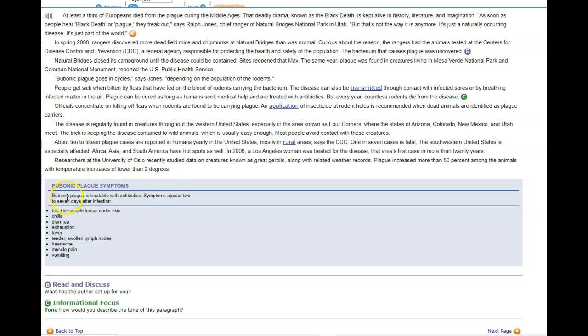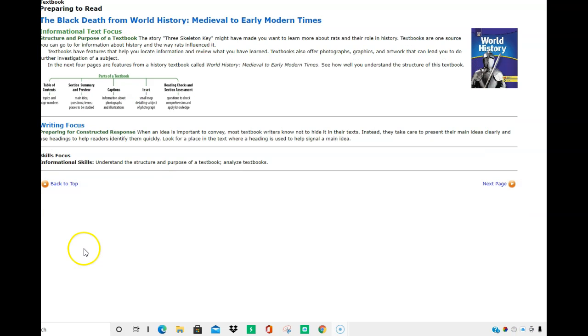Bubonic plague symptoms. Bubonic plague is treatable with antibiotics. Symptoms appear 2 to 7 days after infection: blackish purple lumps under the skin, chills, diarrhea, exhaustion, fever, tender swollen lymph nodes, headache, muscle pain, vomiting.